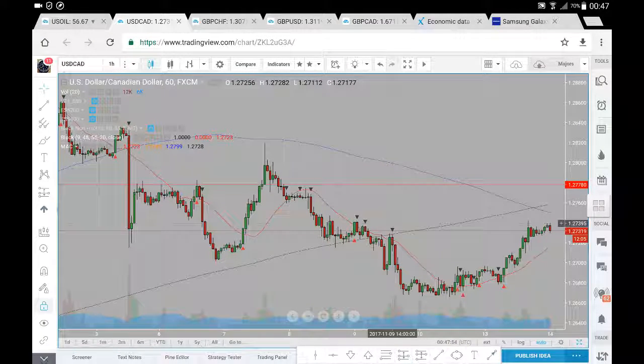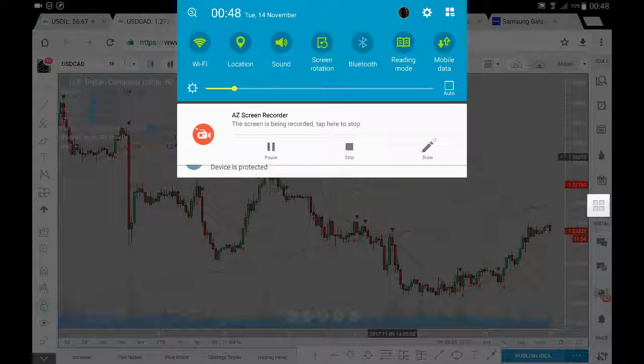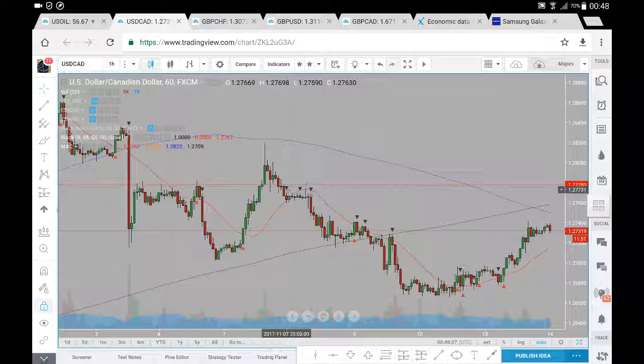So this is the USDCAD analysis for Tuesday, the 14th of November. Now, let's just have a look at what happened with prices on the 13th. So, we're just going to grab the pen, and we did see a break.